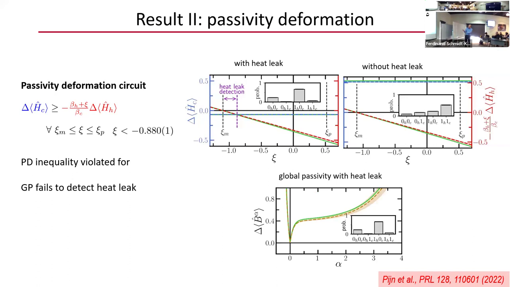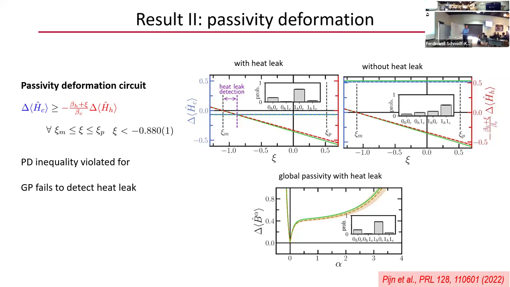With heat leak, we have a region where we detect it. Without heat leak, the red and the blue do not coincide here, but here red and blue do coincide. Here in this region, the red and the blue follow this inequality. And here the red is much smaller than the blue, so we don't violate anything here. So that means with the heat leak, we have seen this heat leak. And if there is no heat leak, of course, we don't see a heat leak.